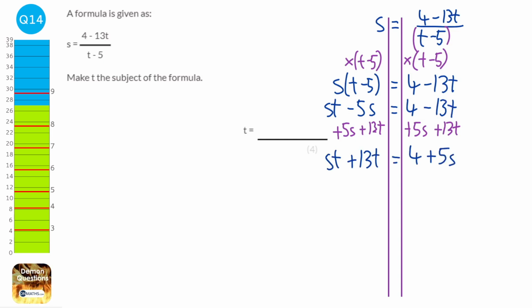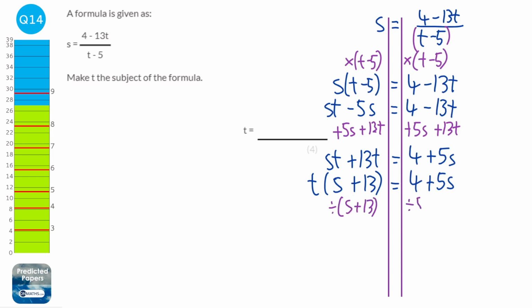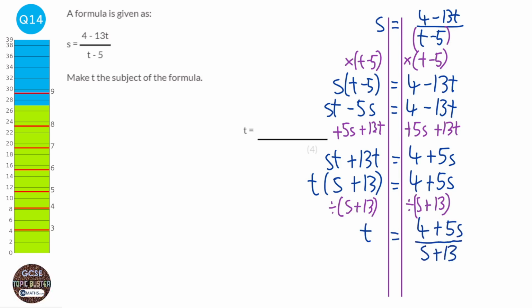Now when we've got the t's on the same side, we can factorise out the t's. So t bracket s plus 13 equals 4 plus 5s. And then we can get rid of this by dividing both sides by s plus 13. And so we're left with t equals 4 plus 5s over s plus 13. So our answer is 4 plus 5s, all of that over s plus 13. And it can be the other way around, so I could have 5s plus 4 over 13 plus s, or anything like that.